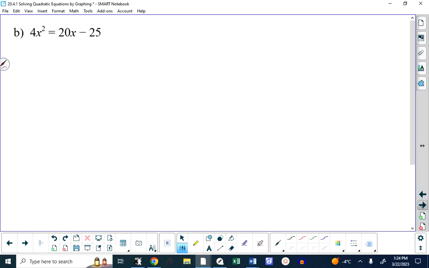For 4x squared minus 20x plus 25 equals 0. I mean, we have to zero the equation. You can't graph something to find out the x-intercepts unless you're equating it to 0, because y is equal to 0 for x-intercepts.